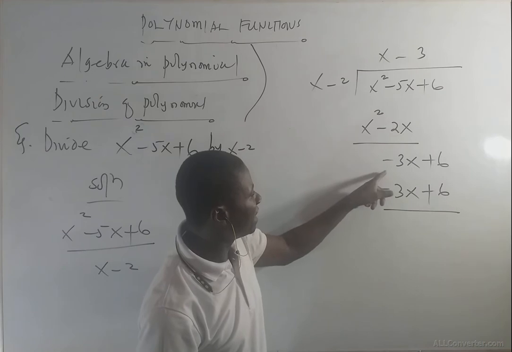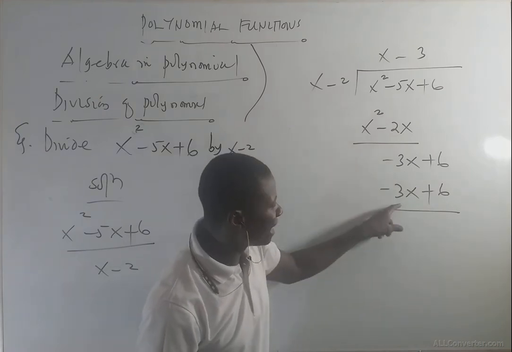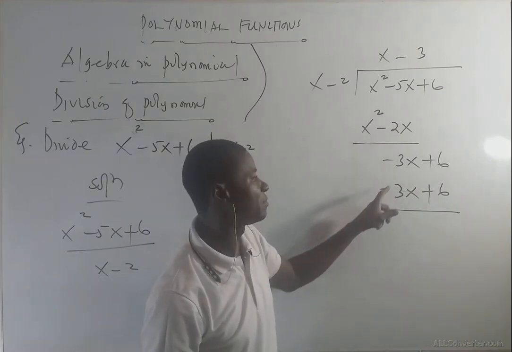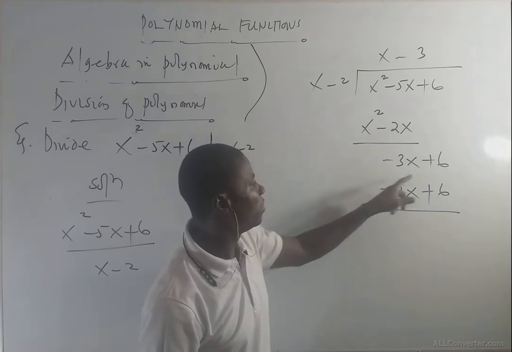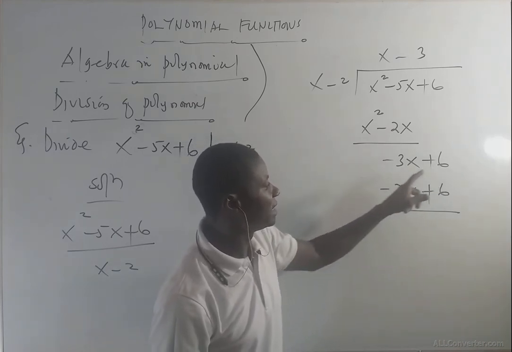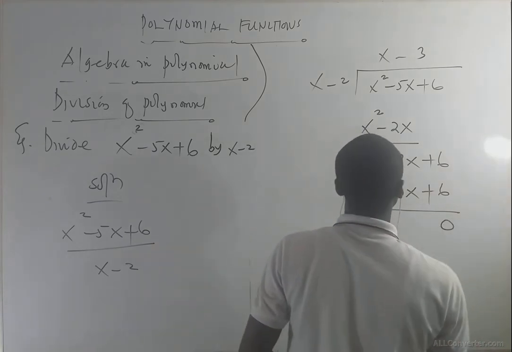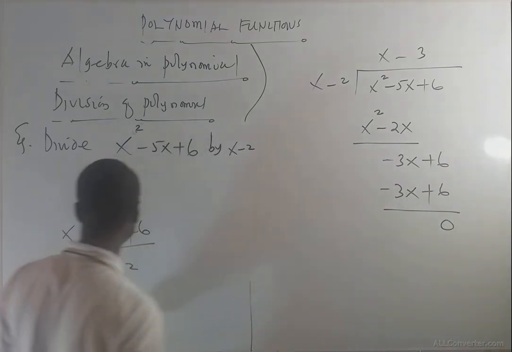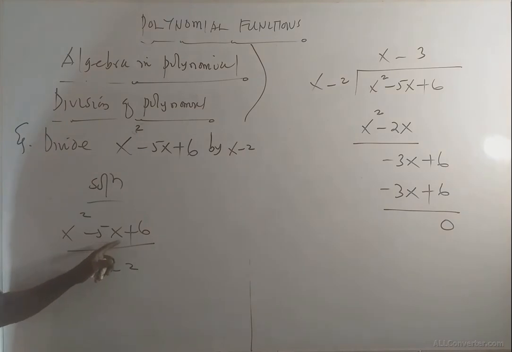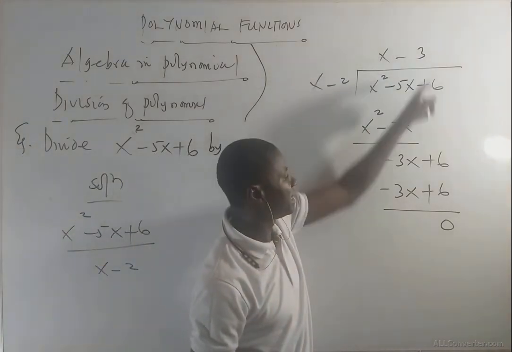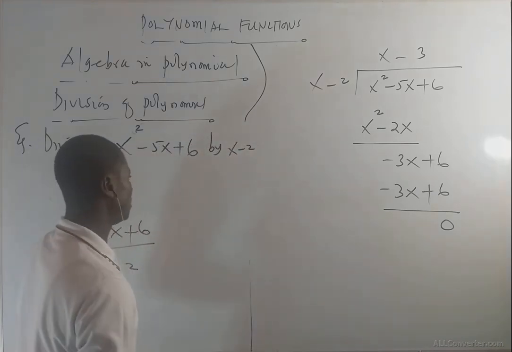So minus 3x minus minus 3x will give us minus 3x plus 3x. That is 0. Then we have 6 minus 6, and that will give us 0. So it means that the remainder is 0. That means that when we divide x squared minus 5x plus 6 by x minus 2, the answer is x minus 3, remainder 0.